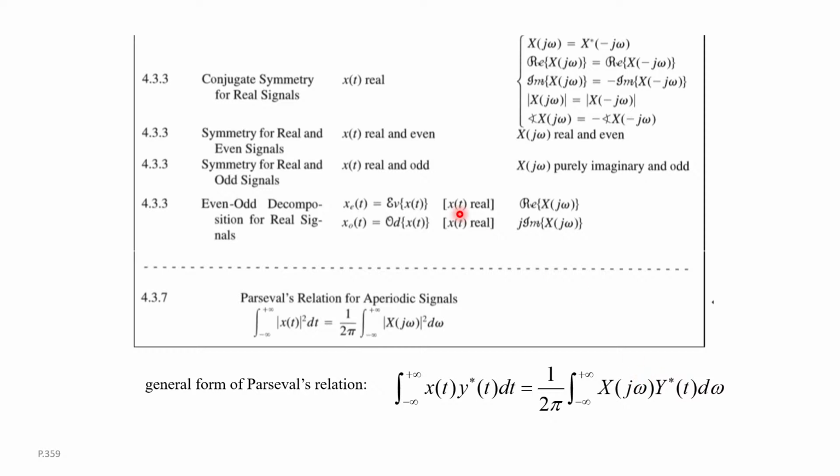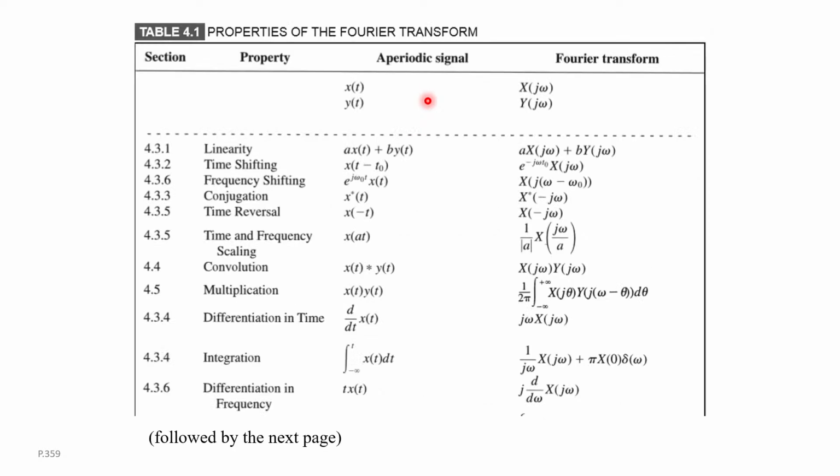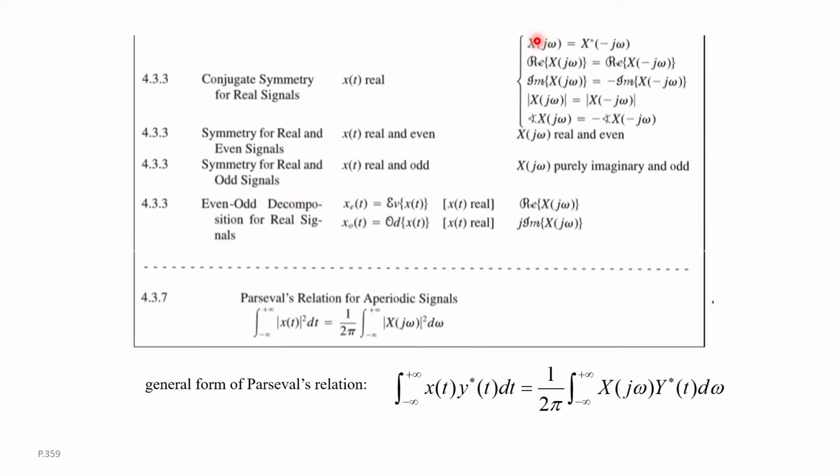There are a whole bunch of symmetries about reals. So if x(t) is real, then from the conjugation property, we have X(jω) equal to X*(−jω). Then you can get a whole bunch of properties. The real part of your Fourier transform will be even and the imaginary part will be odd, and also the amplitude will be even and the angle will be odd.